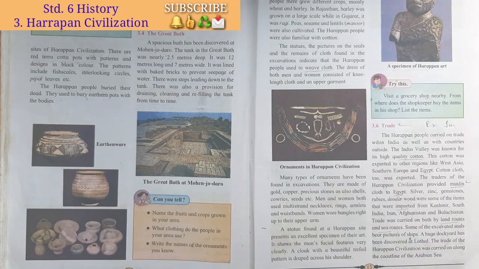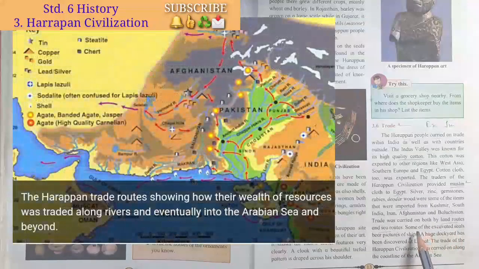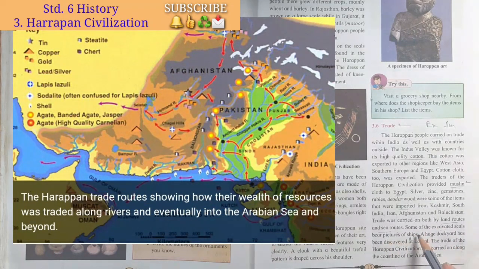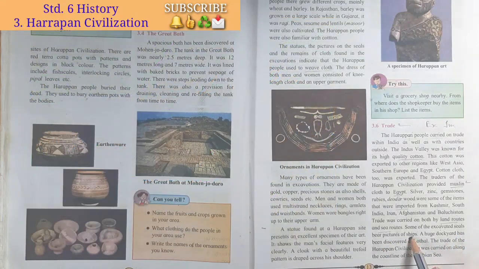Students, trade was carried on both by land routes and sea routes. Most of the time ships were used for trading. Some of the excavated seals bear pictures of ships. Earlier we have studied about the seals, and on some of them we have seen pictures of ships.